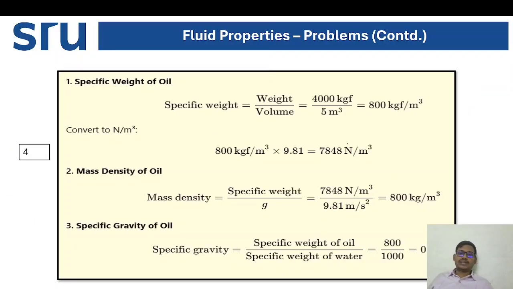So here I have mentioned clearly. If you are not able to understand the writing, you can see here specific weight equal to weight by volume, that is equal to 4000 by 5 is equal to 800, and that is converted to Newton per meter cube, that is equal to 800 kgf by meter cube into 9.81, that is 7848 Newton per meter cube, and mass density equal to specific weight by gravity, 7848 by 9.81, that is equal to 800, and specific gravity of oil, that is equal to specific weight of oil by specific weight of water, that is equal to 800 by 1000, that is equal to 0.8. So this way it needs to be solved.